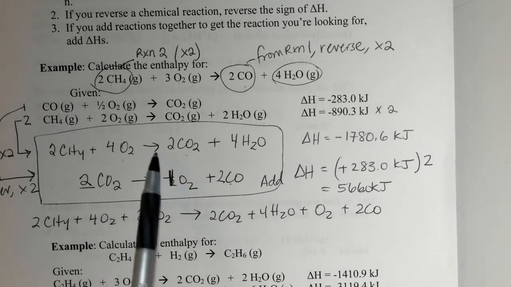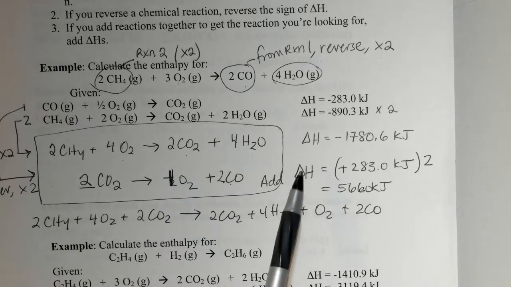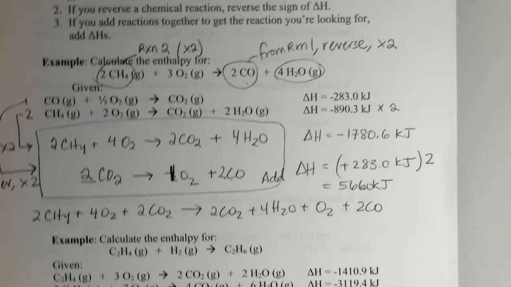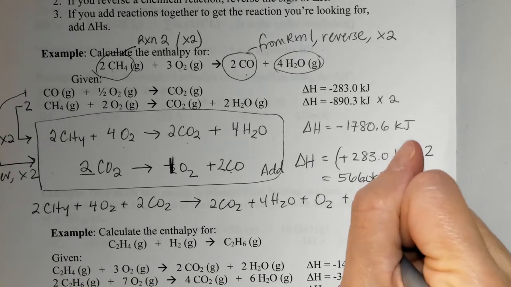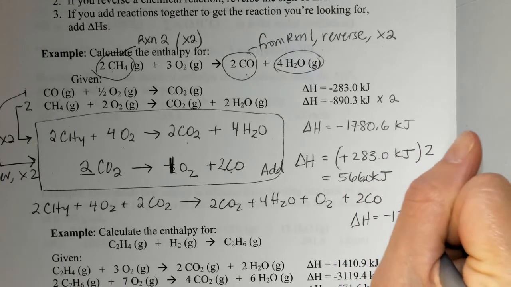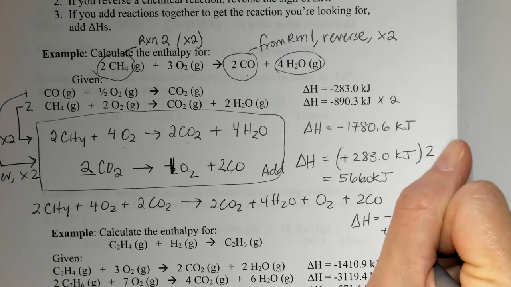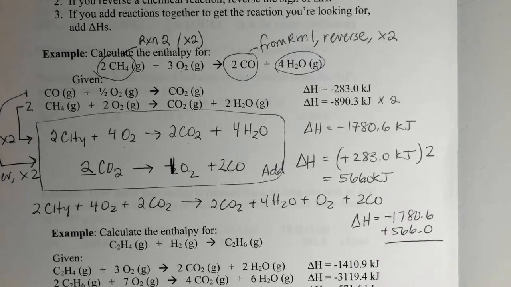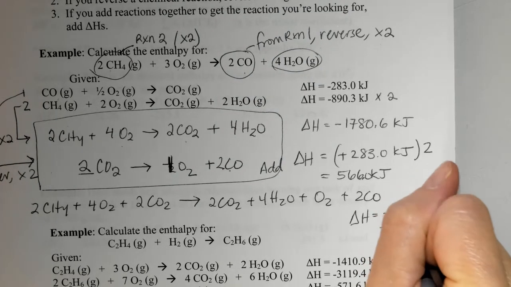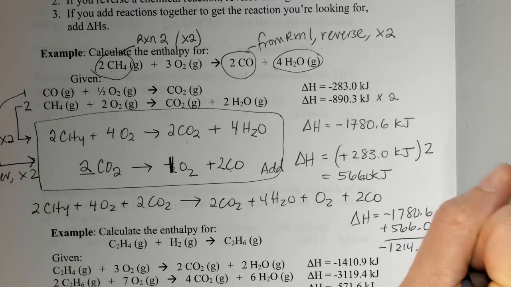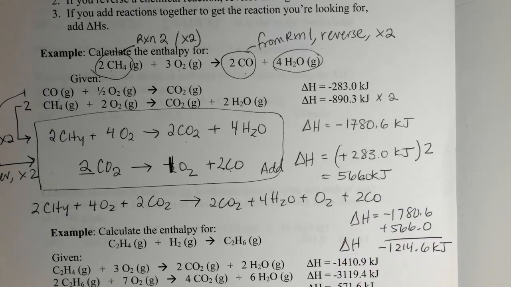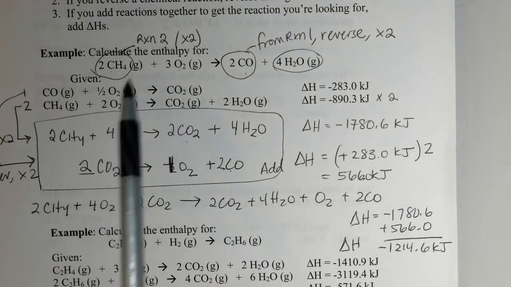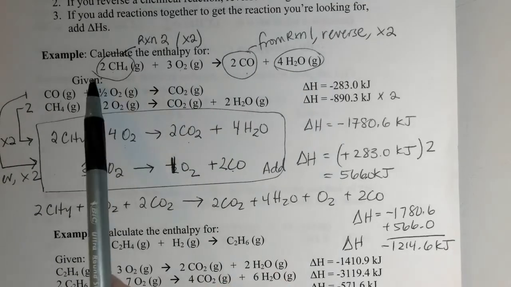When I add two equations together, I'm going to add the 2 delta H's together. So my delta H here would be the negative 1780.6 added to the 566.0. So 566.0 added to a negative 1780.6, I get negative 1214.6 kilojoules. So that would be my new delta H. Now, does it look exactly the same as my target equation up here?